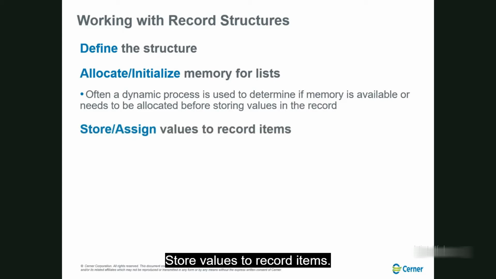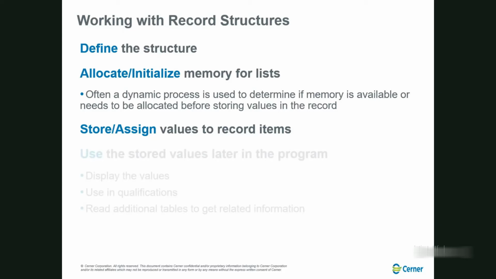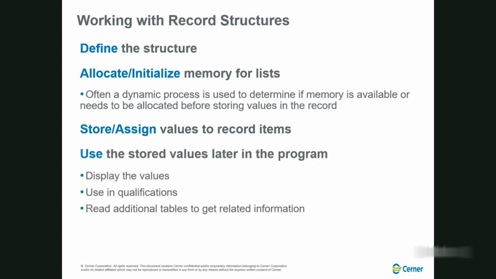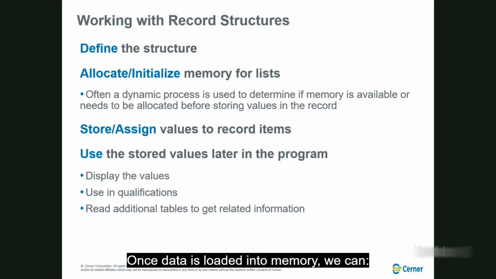Store values to record items. After space in memory is allocated, we place values in the record structures by assigning values to positions in the record structure. Once data is loaded into memory, we can use the stored values later in the program.